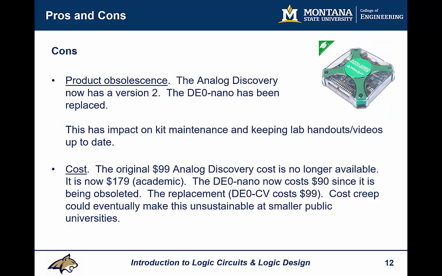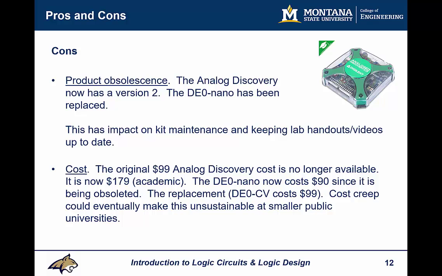The con of this approach is whenever you have a portable lab kit that uses electronics, there's going to be product obsolescence. The Analog Discovery has already gone to a version 2, and the DE0-Nano board has been replaced. So the issue with product obsolescence is keeping lab kits maintained, keeping everything up to date, and keeping the handouts and videos up to date. So it takes a lot of human resources to do that.